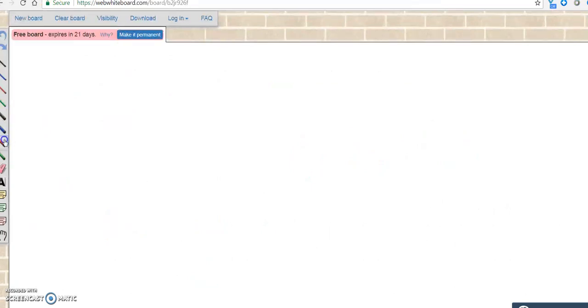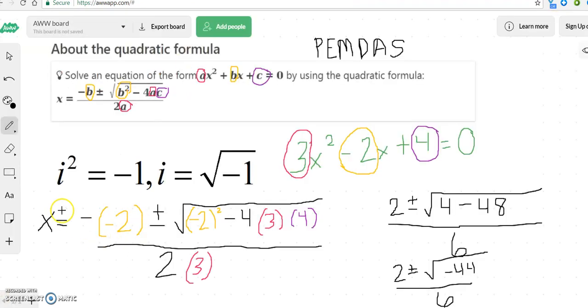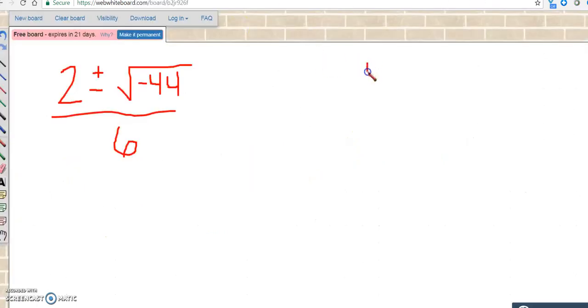So what we have is a 2 plus or minus the square root of -44 over 6, okay? Now, the next step with this is that we're going to have to do something with this -44 here. And if you remember back here, I is the square root of -1, and that's going to help us out a lot. And I is equal to the square root of -1.